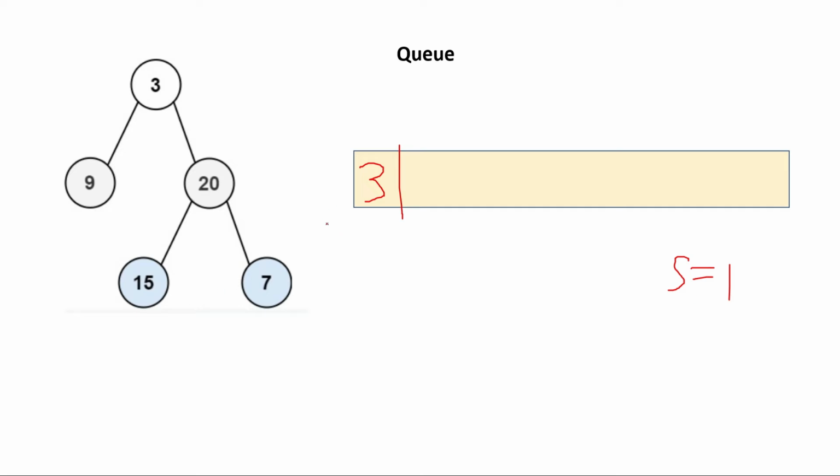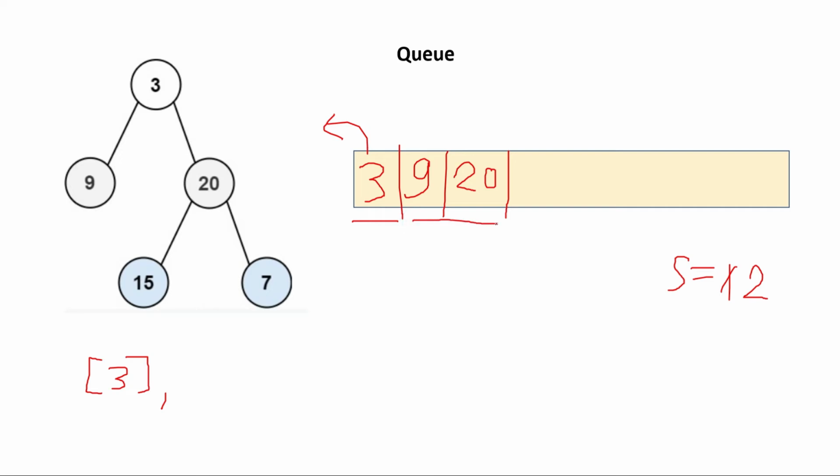Now next we will traverse that many times, which is the size, and we will keep it in a normal array. So we will pop it out, and then we will insert 9 and then 20. In the next level again we will check what the size is. So now the size is 2. In the first level the size was 1, and the next level the size is 2. That means we have to pop 2 elements, then we can go to the next level.